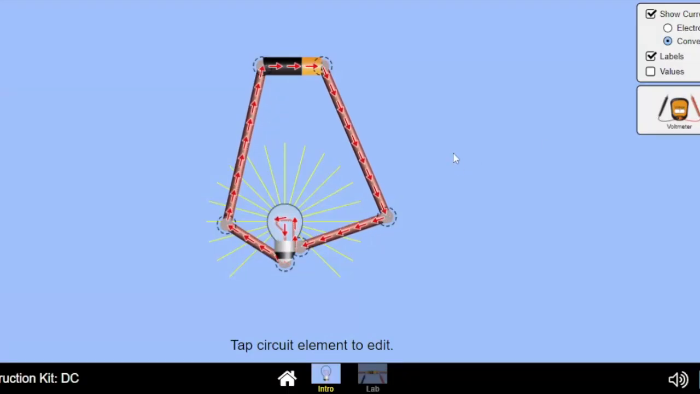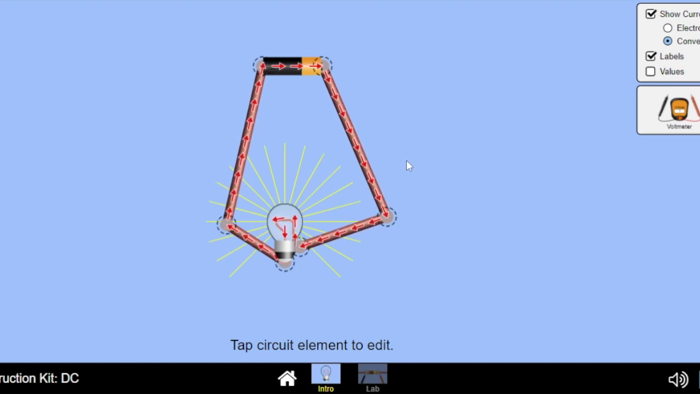Alright guys, so I have my circuit set up over here. I have my battery, a few wires, a light bulb, and then some more wires completing the circuit, because we said before that in order to have a circuit, it needs to be a complete loop. And these little red arrows show the current moving around my circuit and the speed at which that current moves.